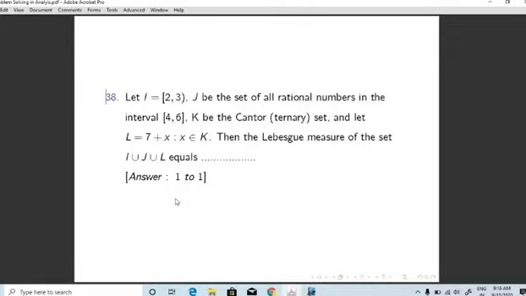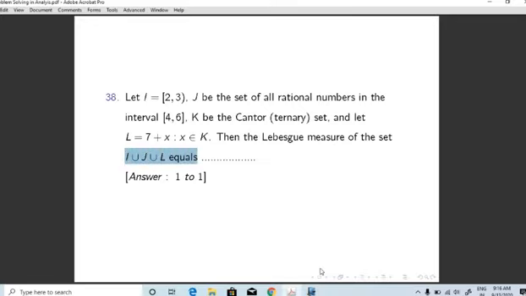Now question 38. Suppose I equal to the closed-open interval [0, 3), and J is the set of all rational numbers in the interval [4, 6], and K is the Cantor set, and let L equal to 7 plus x. Then what is the Lebesgue measure of the set I union J union L?